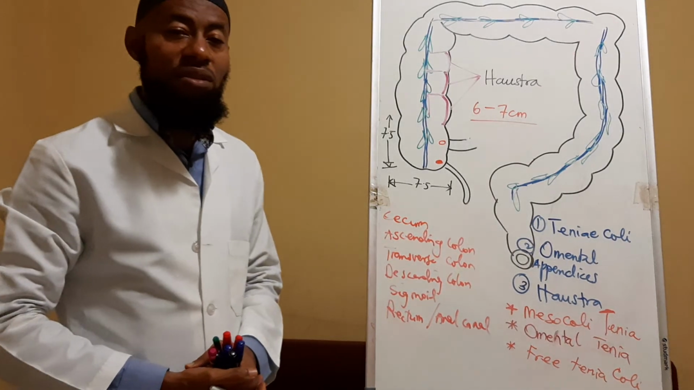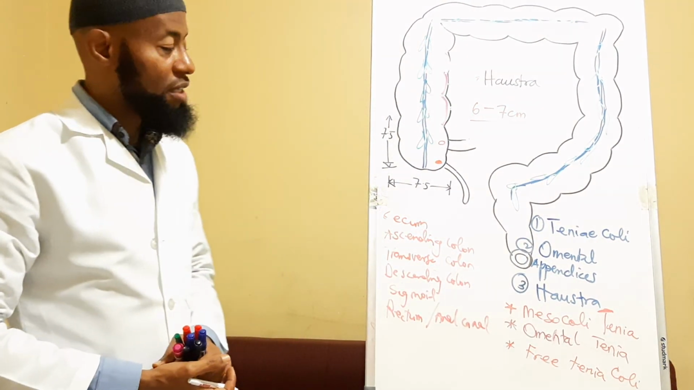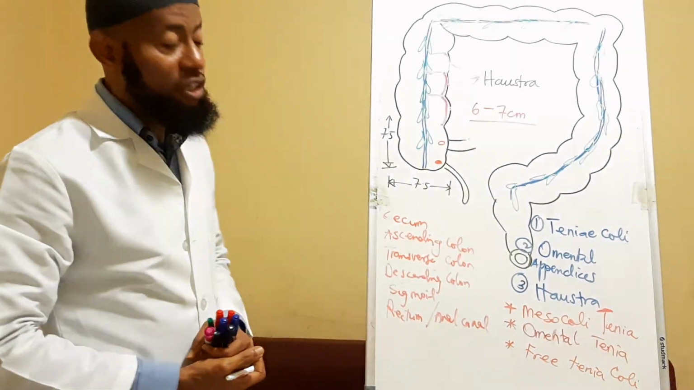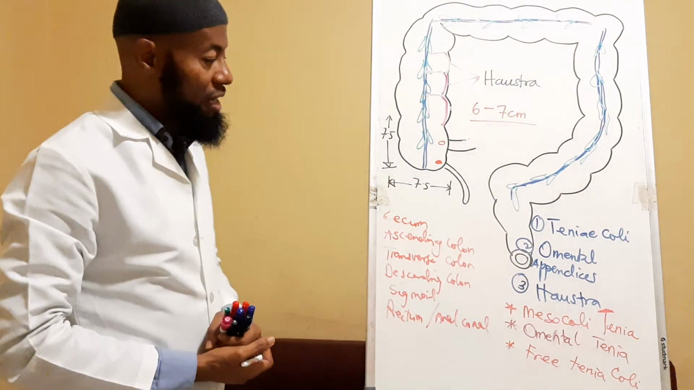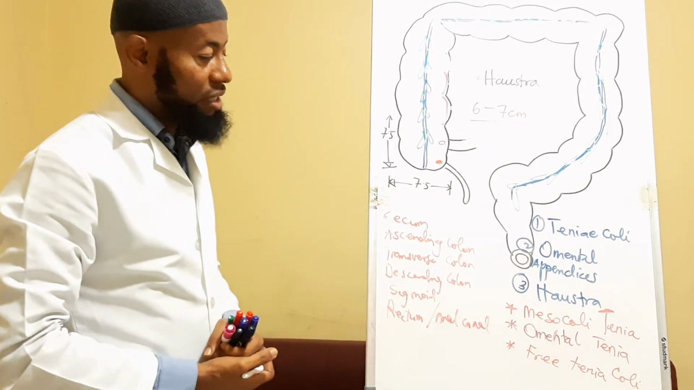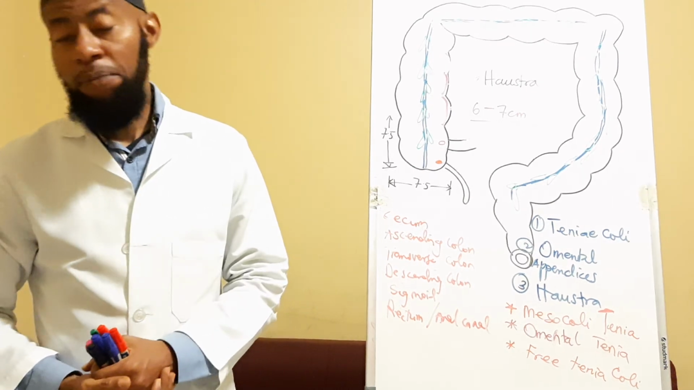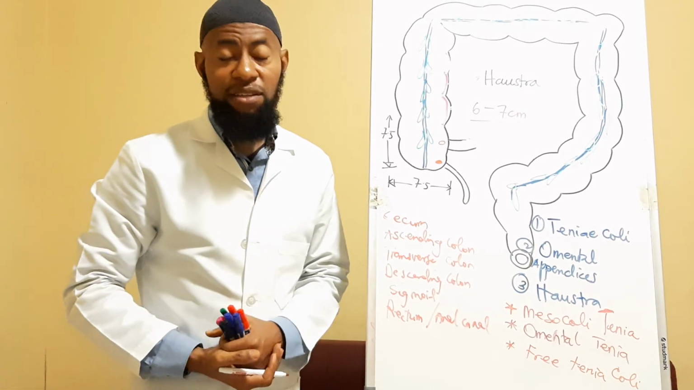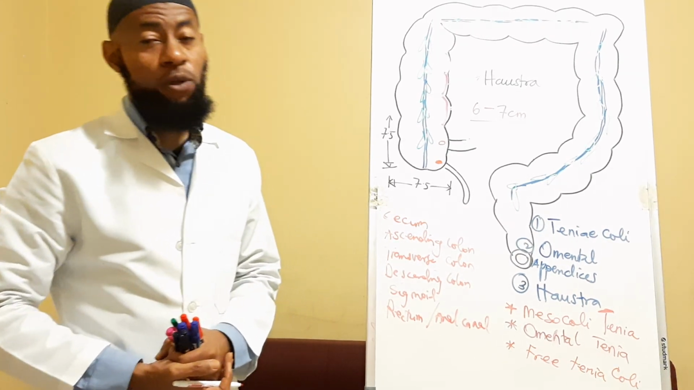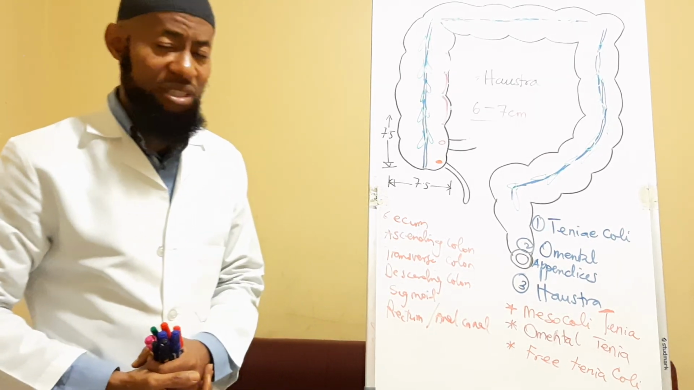The appendix, which is also described as a vermiform organ, because probably it doesn't have a function, but it's been shown that there are lymphoid tissues in the appendix, so it has a function. However, the appendix can be of clinical importance, that is, in the case of acute appendicitis, which will be part of what we'll be discussing when we start to talk about clinical anatomy of the gastrointestinal tract.